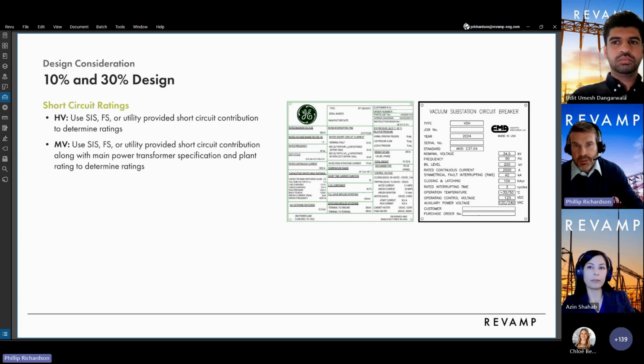For the medium voltage equipment, we also consider the main power transformer's impedance and the PV or BESS plant rating. Again, if the information is not provided, we'll assume 40 kA for the ratings. If a client has rating standards they want to use, or if they already procured equipment, we'll use those ratings as part of our design.